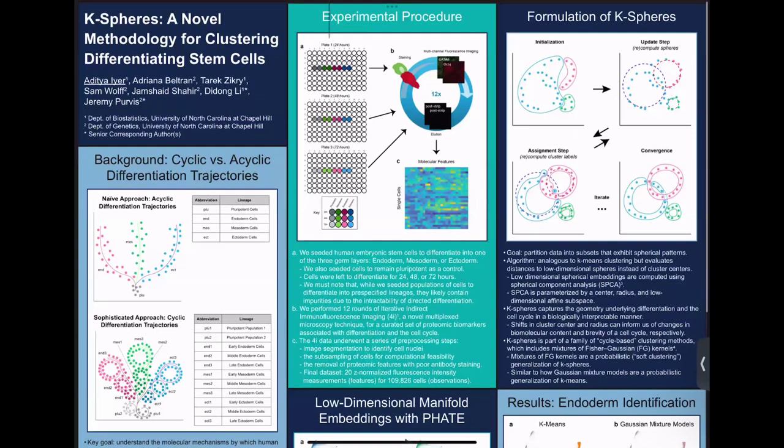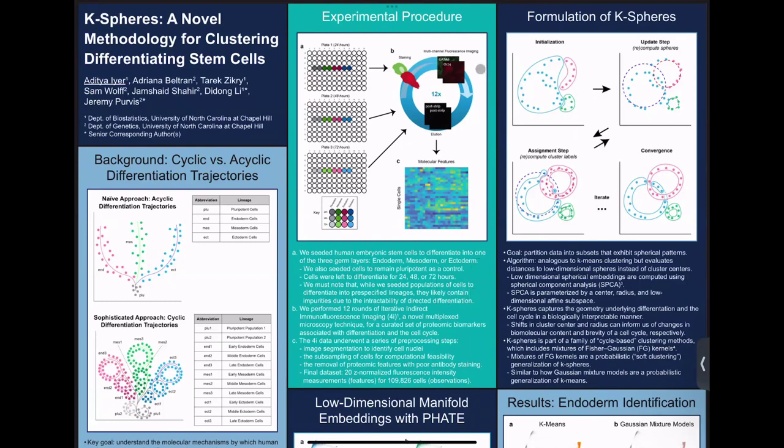Before we delve into our methodology, let's briefly look at the experimental procedure used to generate our data. We seeded human embryonic stem cells to differentiate into one of the three germ layers, the endoderm, mesoderm, and ectoderm. We also seeded cells to remain pluripotent as a control. We left our cells to differentiate for discrete time intervals of 24, 48, and 72 hours. It's important to note that although we seeded cells to differentiate into pre-specified lineages, they likely contain impurities due to the intractability of directed differentiation.